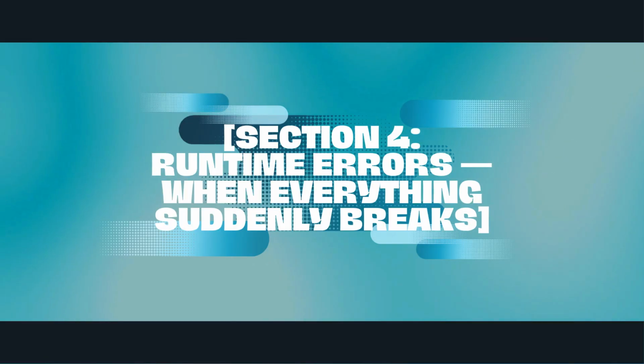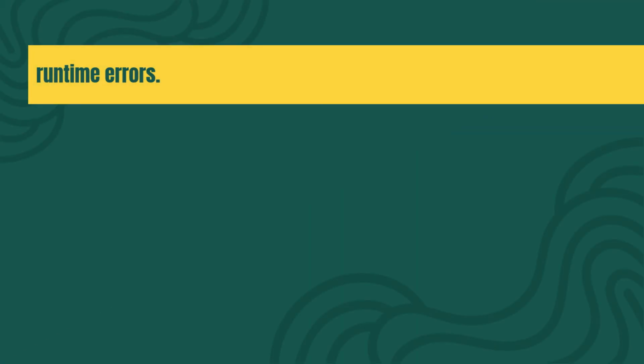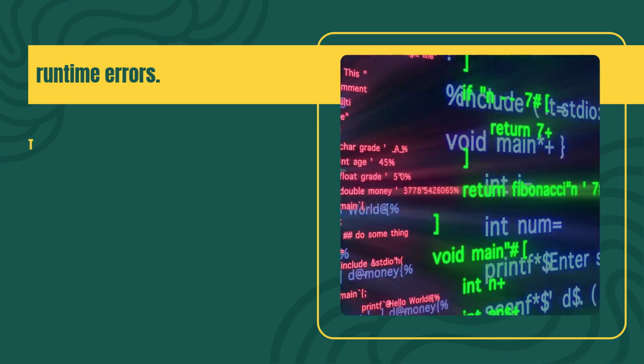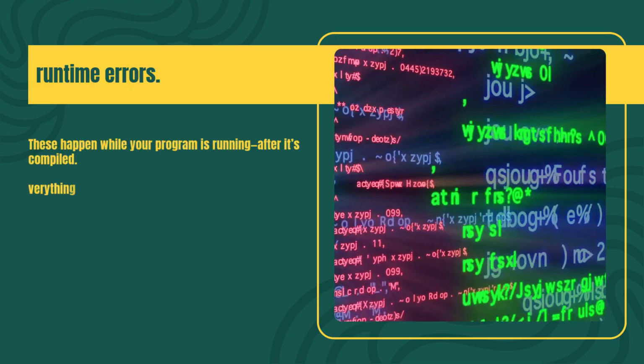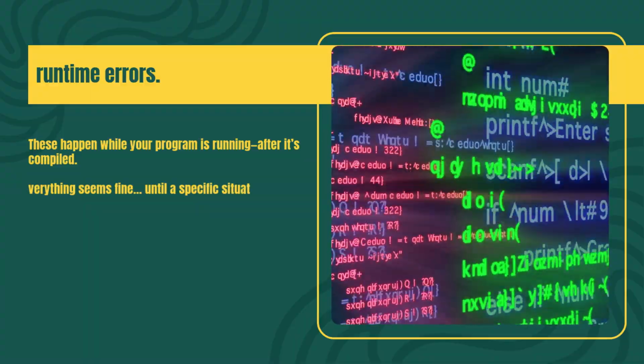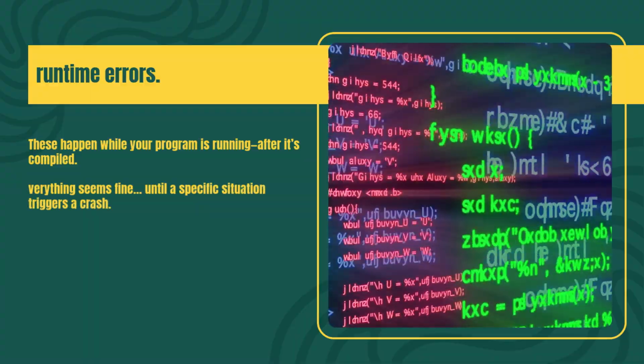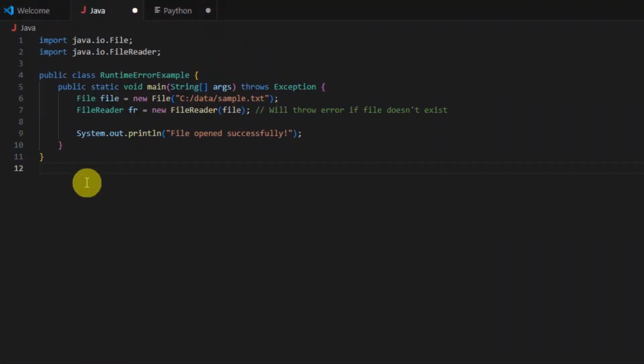Section 4, runtime errors, when everything suddenly breaks. And now, the big one, runtime errors. These happen while your program is running, after it's compiled. Everything seems fine, until a specific situation triggers a crash. Here's an example: import java.io.